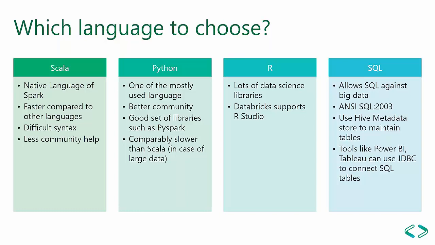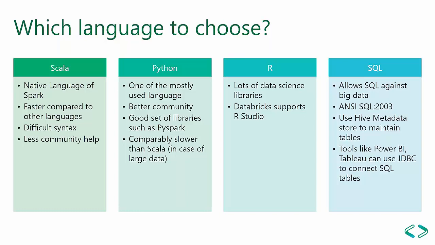It's faster compared to other languages only when you are doing custom or user-defined functions, which means that when you're using data frame operations, dataset or SQL operations, behind the scenes all of these languages are converted into RDD operations. So there is no performance difference if you are sticking to standard APIs, data frame, dataset or SQL. But if you are using your own custom functions, then Scala is faster than Python or any other language.